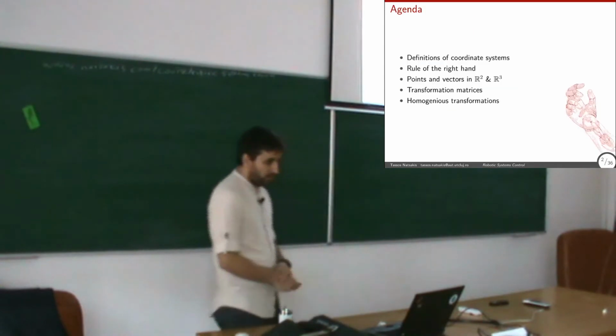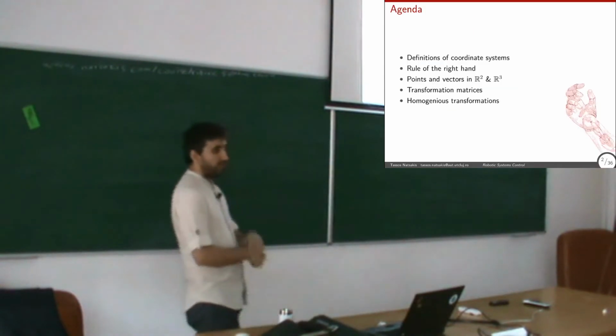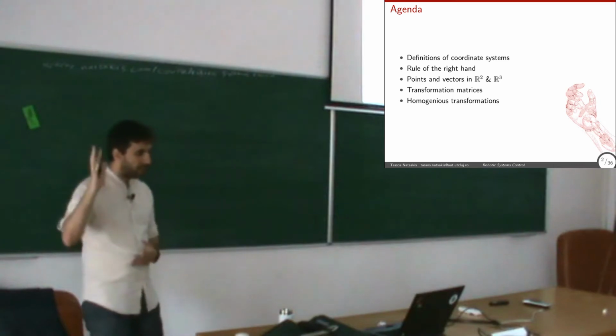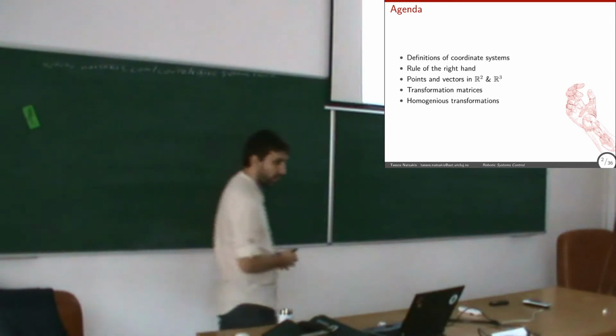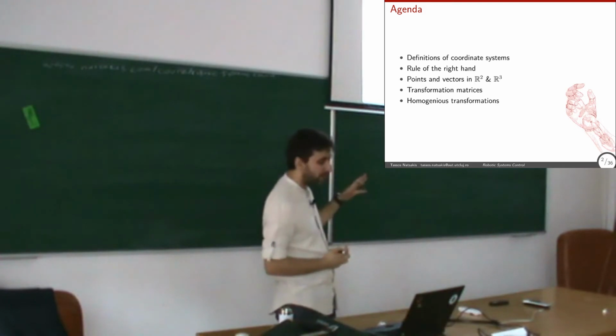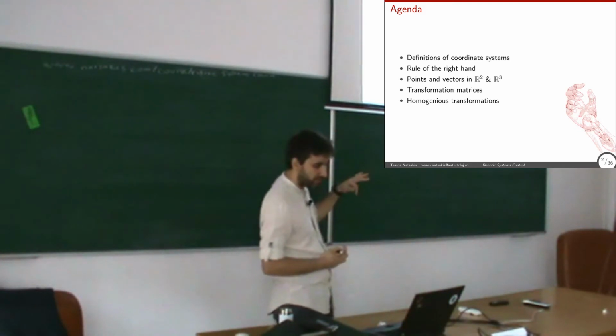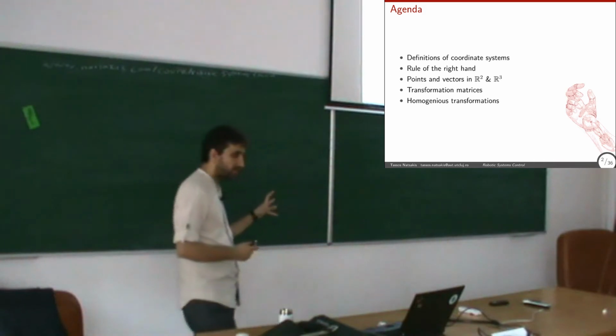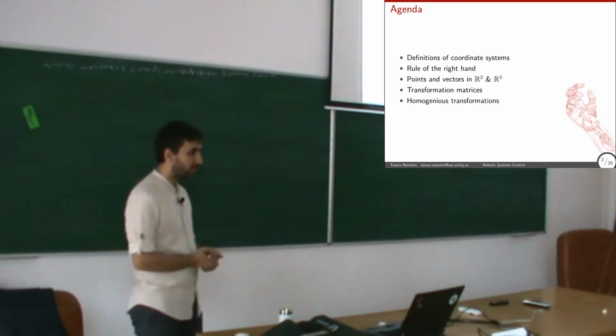So we will talk about the coordinate system, as I said, the rule of the right hand, which you have to be very familiar with. Points and vectors, how we describe them in 2 dimensions and 3 dimensions. Transformation matrices, we'll see what it's all about, and homogeneous transformations.